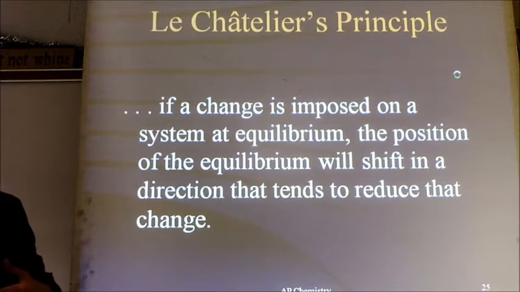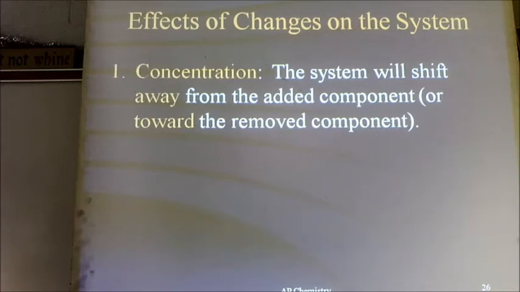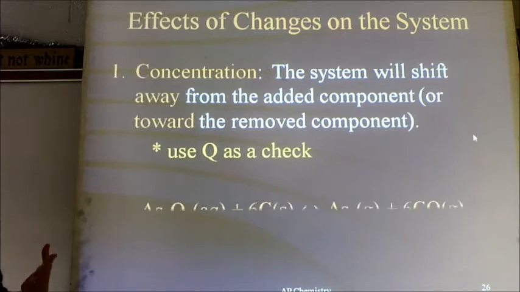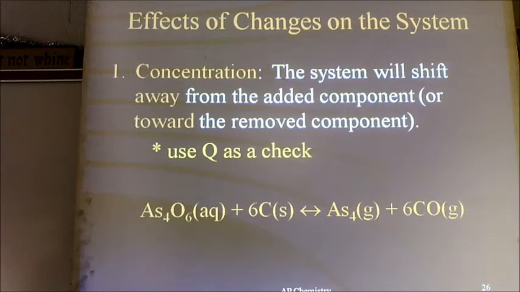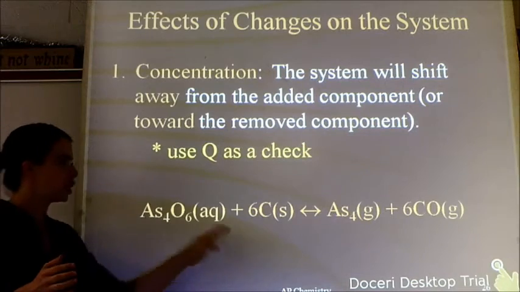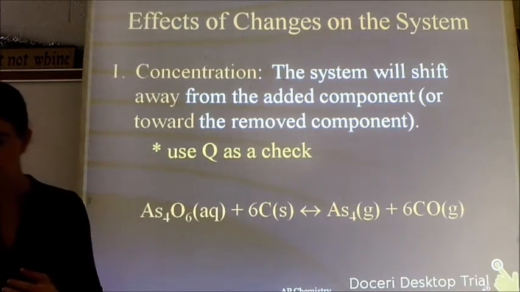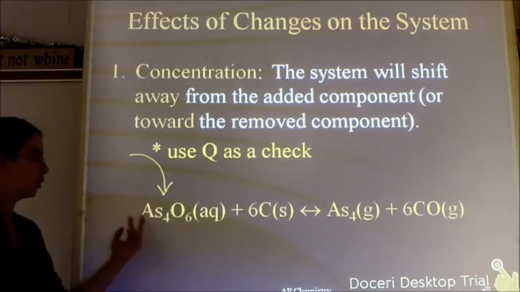Okay, so there's three ways that you can mess up some equilibrium. The first way is by changing the concentration. Another way to think about it, you could also say changing the amounts. So let's look at this example. Let's say this is at equilibrium. That's what that double-headed arrow means. And let's say to this system, I add more of this reactant.